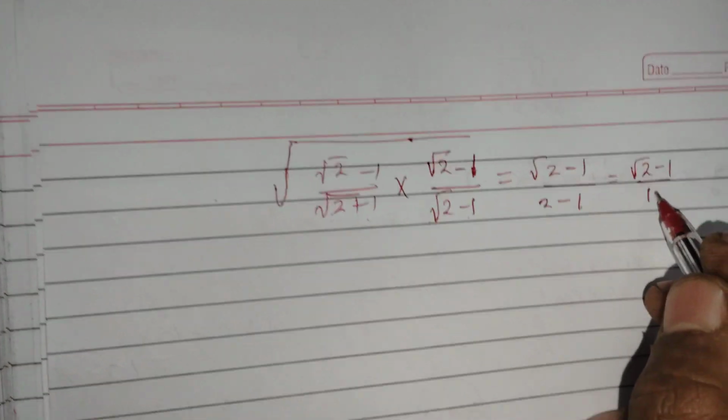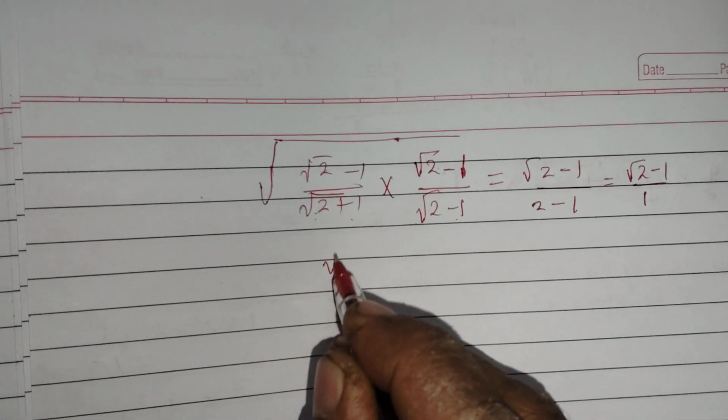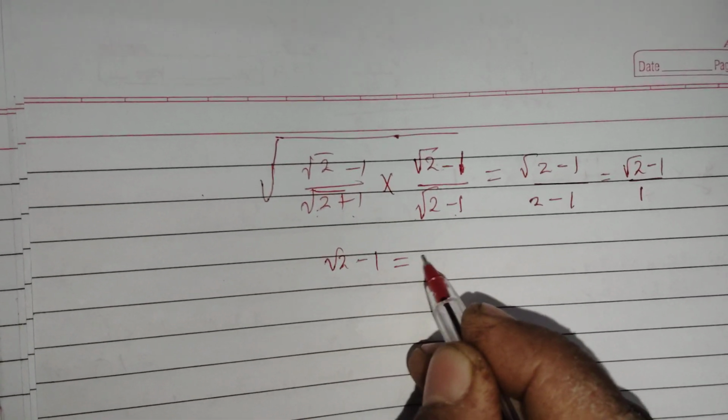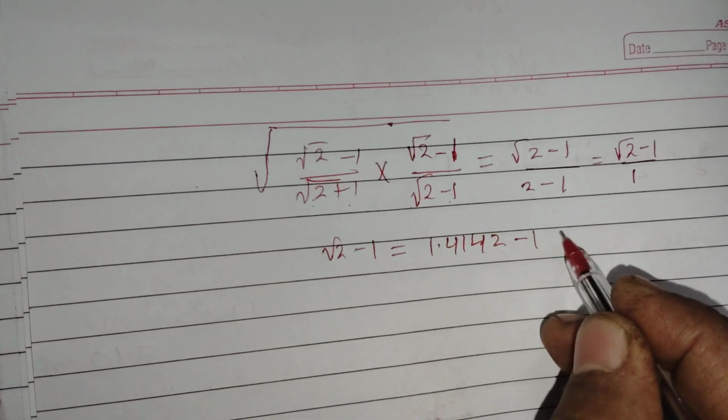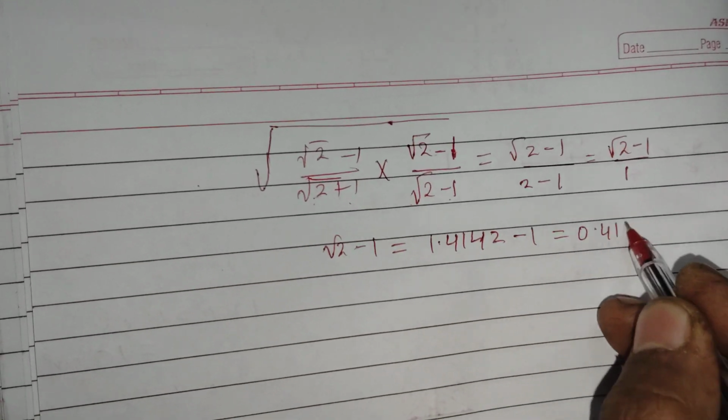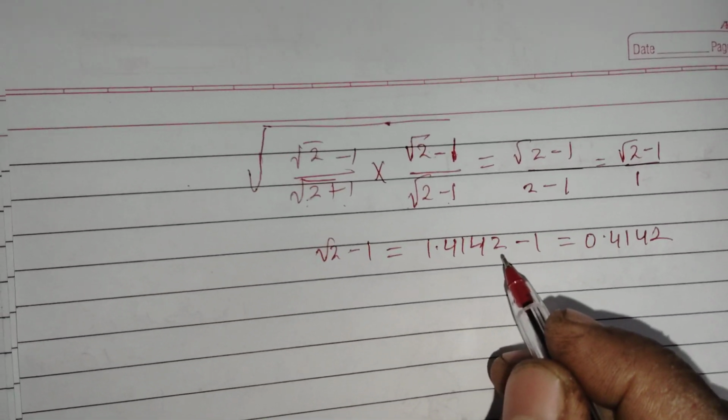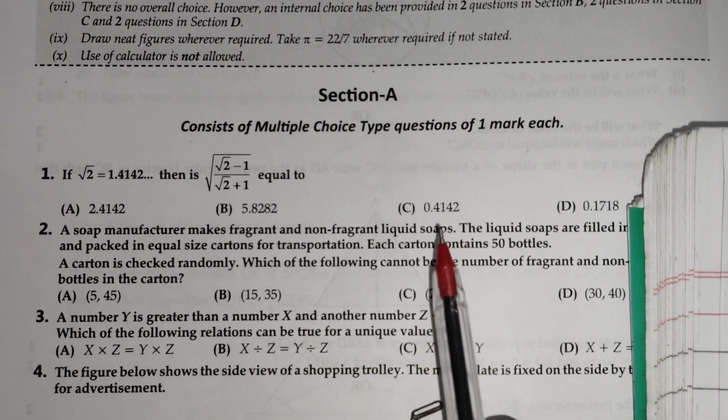So this is the answer. Square root 2 minus 1 is the answer. Square root 2 value is 1.4142 minus 1, we get 0.4142. So which option is correct? It is given C option. So C option is correct.